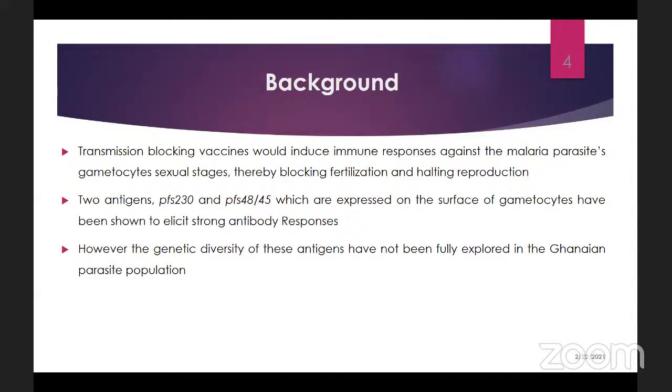fertilization and halting reproduction. Two antigens, PFS 230 and PFS 48 and 45, which are expressed on the surface of gametocytes, have been shown in research papers to elicit strong immune responses. However, genetic diversity of these antigens has not been fully explored in the Ghanaian parasite population.